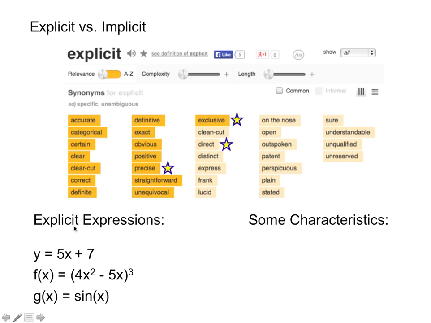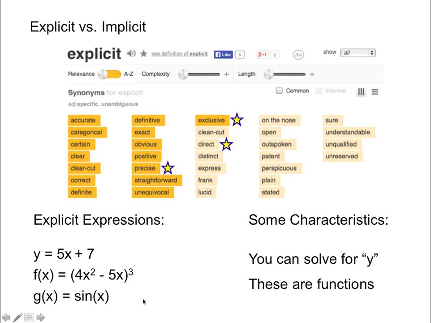In the area of math, explicit expressions look like these. If you notice these three expressions, the first thing you might notice is that they're all functions. The second thing you might notice is that they can be easily solved for y, or in other words, we can write them in terms of y equals. f of x equals is basically just saying y equals. Same with g of x equals. So you can easily solve them for y equals. That's a big characteristic of an explicit expression, and that they're functions.